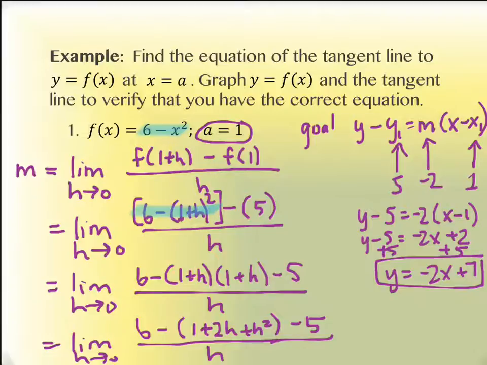What this should look like is an upside-down parabola. That's what 6 minus x squared is. It's shifted up 6, so it's crossing the y-axis at 6. And it should look like a tangent line resting on it at the x value of what? What x value should this be touching our parabola at? Close. X value? Yeah, it is 1. I'm sorry, not negative 1. I was thinking negative 1 from what we've done before. Yes, at 1, because it says a equals 1, right?